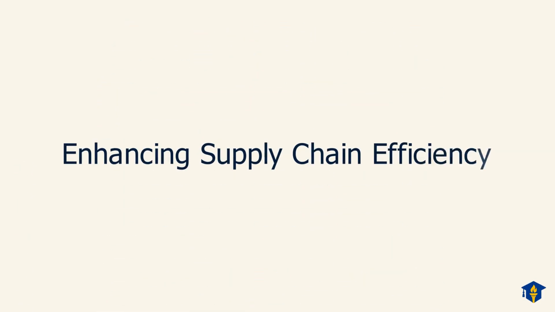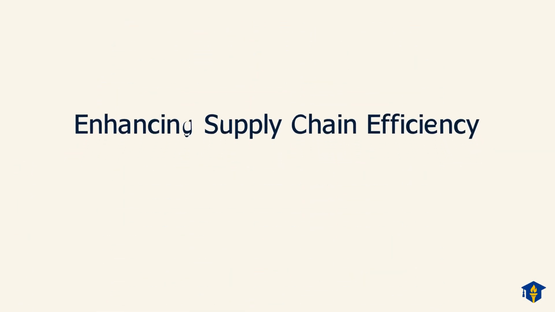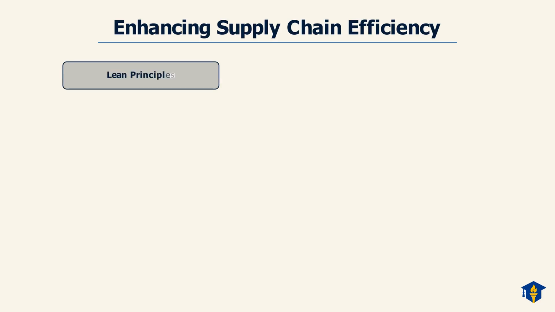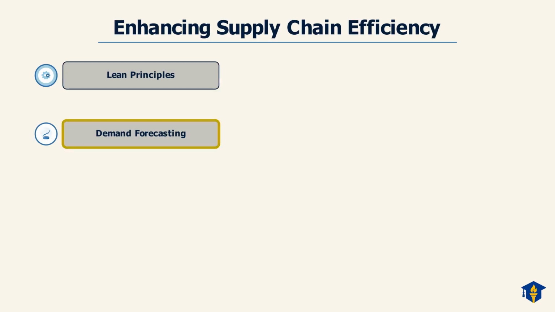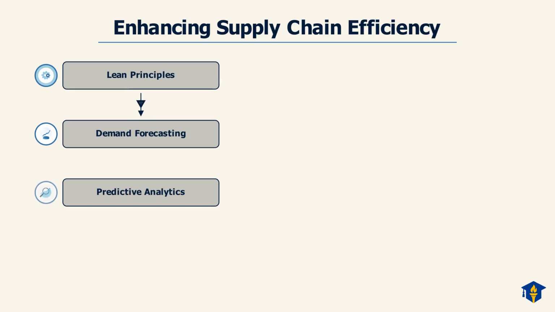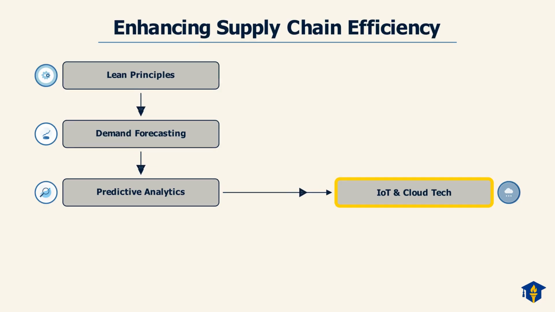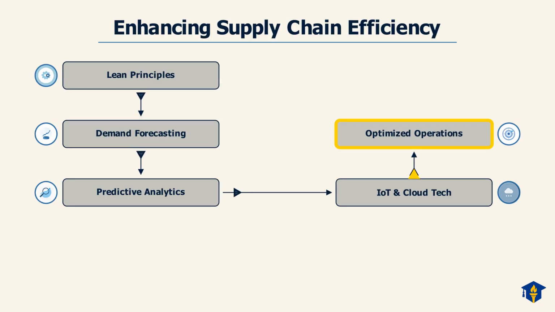Let us explore several strategies for enhancing supply chain efficiency. We can apply lean principles to eliminate waste and optimize processes. Accurate demand forecasting helps us anticipate customer needs effectively. Predictive analytics uses data to foresee future supply chain events. IoT and cloud technology provide real-time data and collaboration. Ultimately, these strategies lead to optimized and more efficient operations.